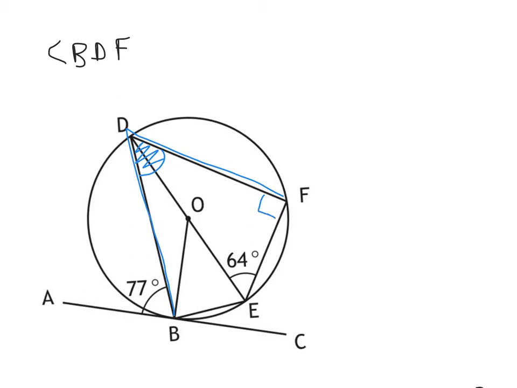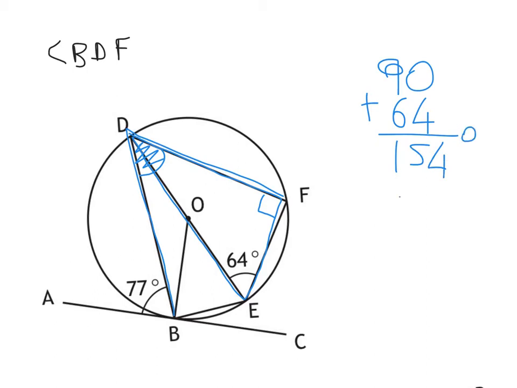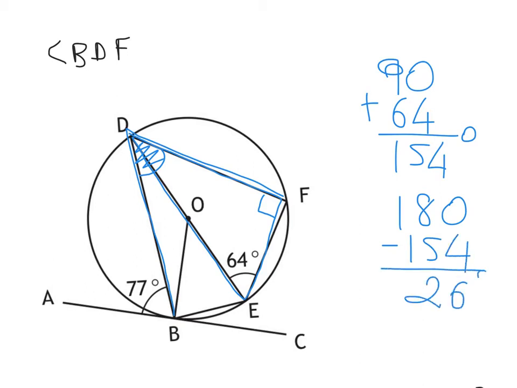Now if I then focus on this triangle here, I can work out the missing angle since I have 64 and 90. So 90 plus 64 is 154. I then take the 154 from 180, and that small angle in there is 26 degrees, which forms part of the angle BDF. I'm now going to concentrate on finding this smaller angle here.